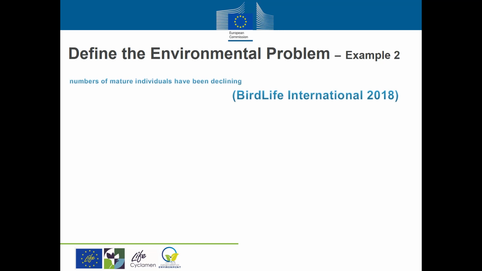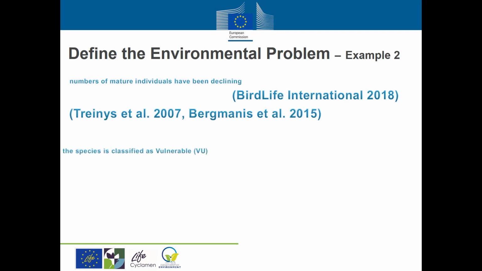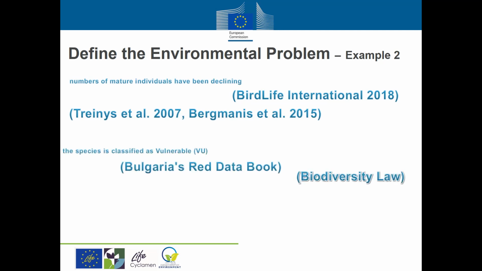The main threats for the species are related to inappropriate forestry practices, modifications of foraging habitat, leading to habitat loss and degradation, and persecution through the migration routes and wintering grounds. At national scale, the species is classified as vulnerable in Bulgaria's Red Data Book and protected by the biodiversity law. However, the species is unevenly distributed in the country, with more than 70% of the population concentrated in southeast and east Bulgaria and poorly represented in the western part of the country.